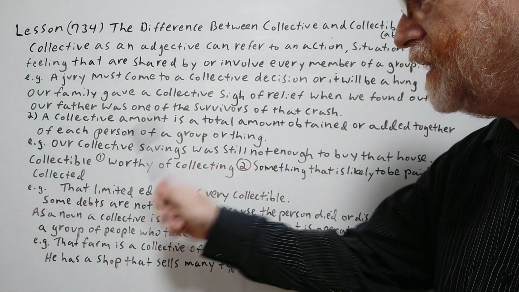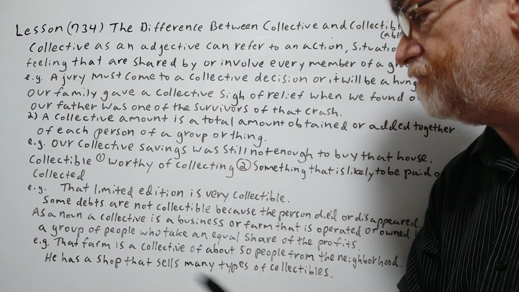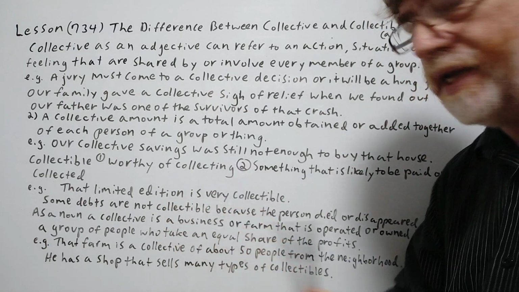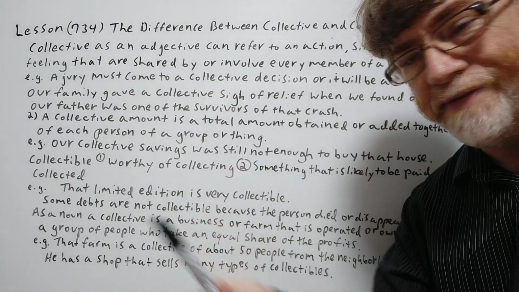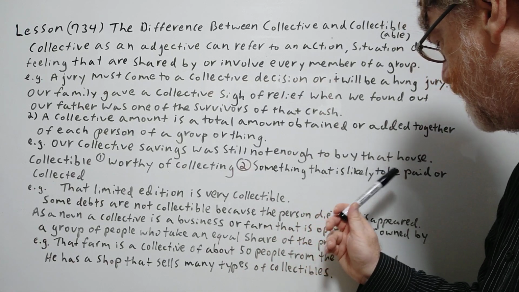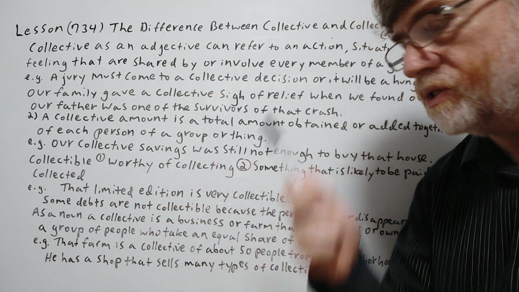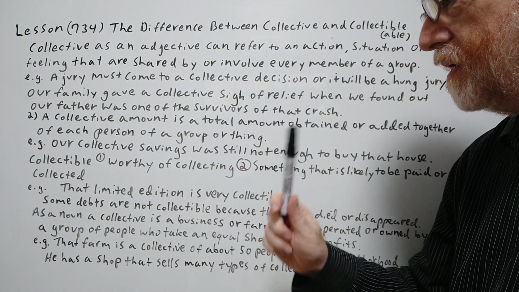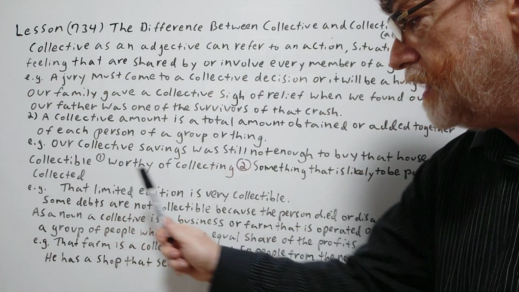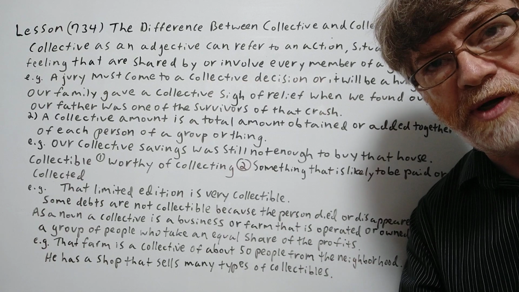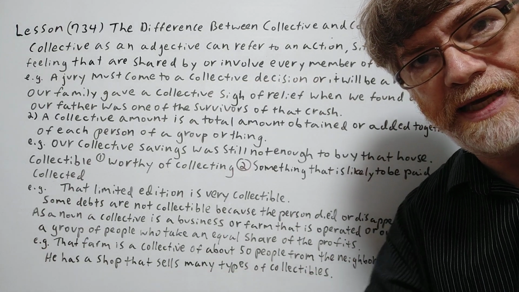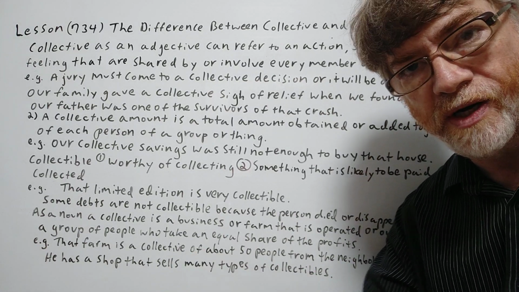Okay, and now we got collectible. All right, collectible as an adjective here, of course. Worthy of collecting, because something may go up in value, or something that is likely to be paid or collected is collectible also. All right, and we got first example here. That limited edition is very collectible. It is worthy of collecting. It may go up in value over time.